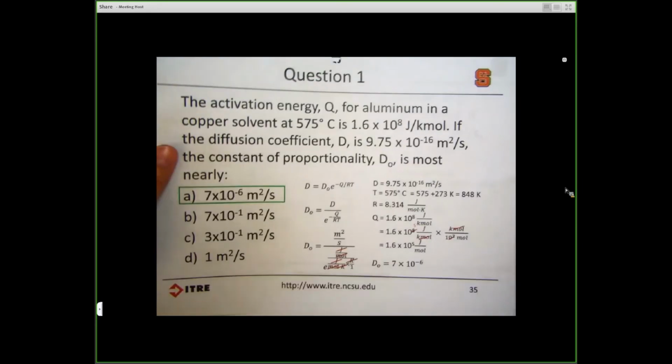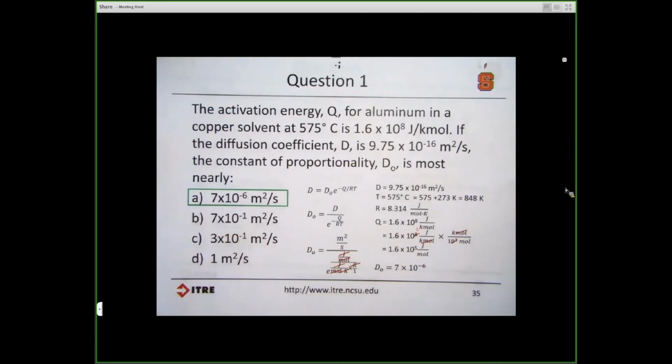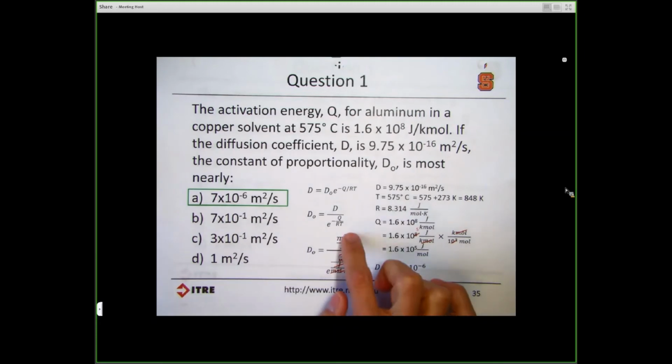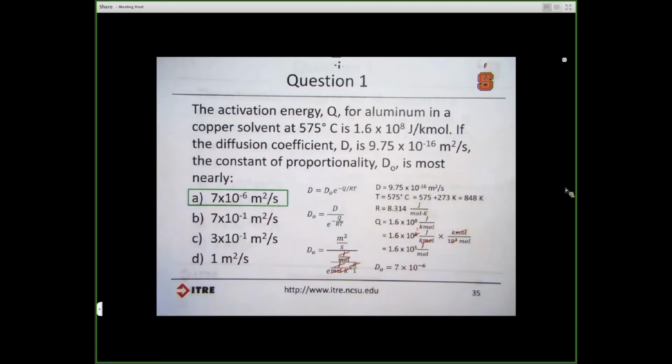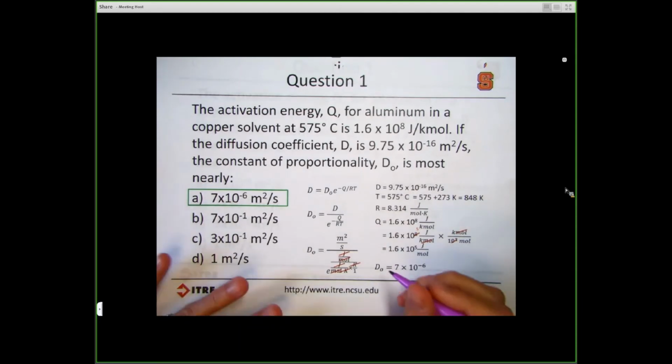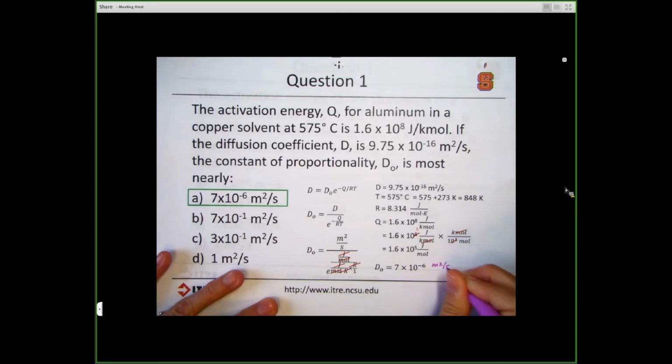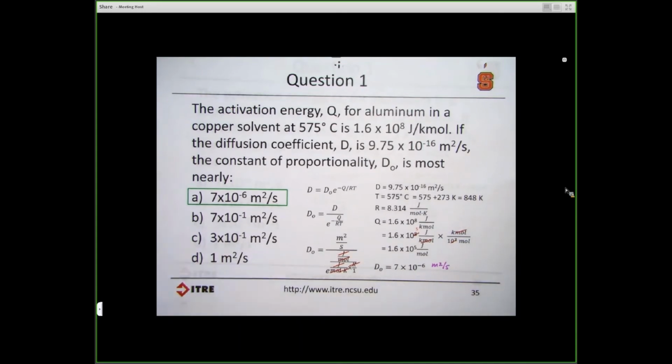This is the final solution page, which I will send to you at the end of class today. I didn't write everything out, but basically we have the D in meters squared per second. We're dividing that by E to the, and then my units for Q are joules per mole. My units for R are joules per mole degree Kelvin, and then I'm multiplying that by degree Kelvin. So my Kelvins are going to cancel, my joules per mole are going to cancel, and I'm winding up with meters squared per second, and my number does wind up to be 7 times 10 to the minus 6 meters squared per second. So A was the answer I was looking for there.